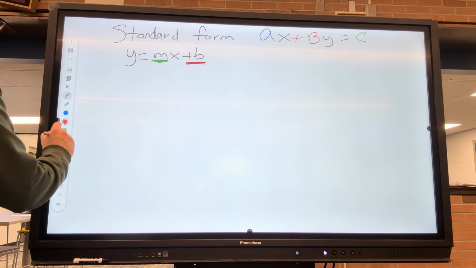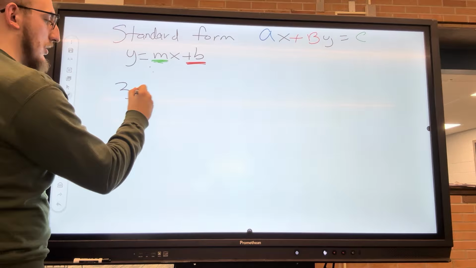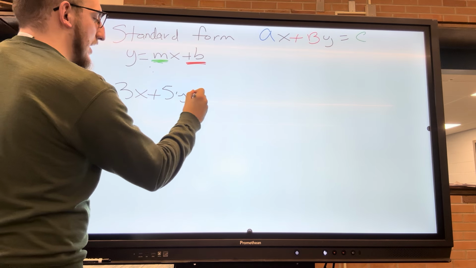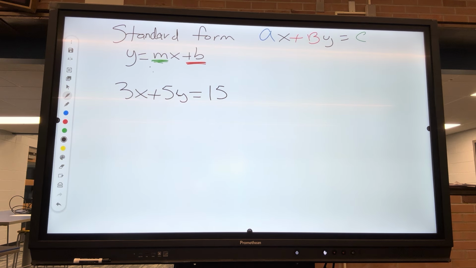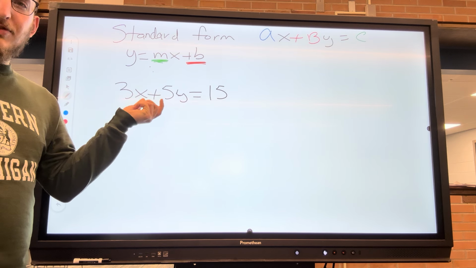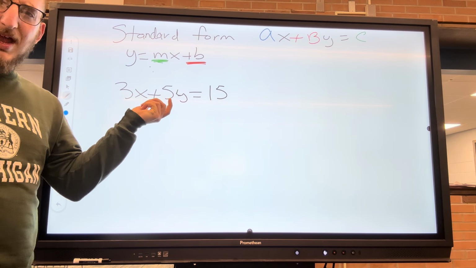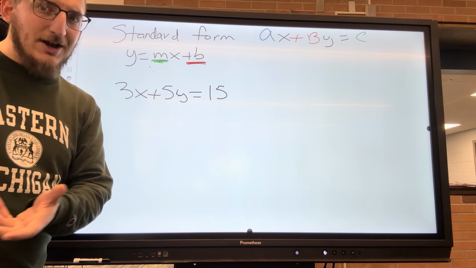So let's get you an equation. Why don't we say 3x plus 5y equals 15. Now, how might we get y by itself? Well, if we're trying to get y by itself, do you think we're going to move the 5 first, which is attached to the y, or the extra guy out front? Hopefully you all said the extra guy out front.